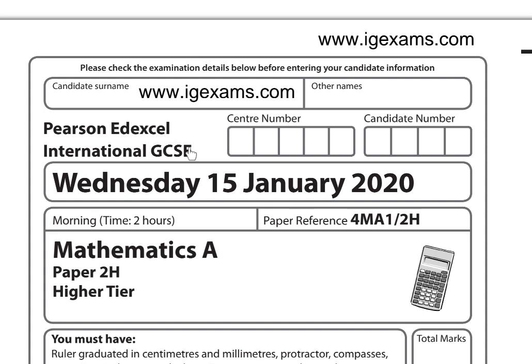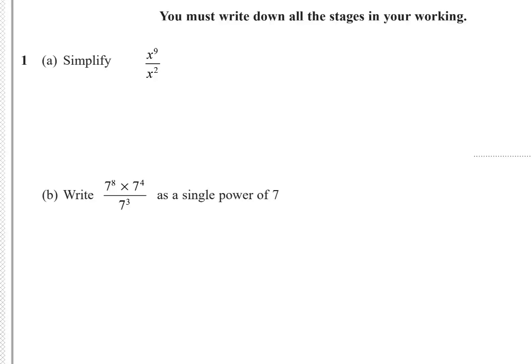In this video I'm going to solve Edexcel IGCSE Mathematics A Paper 2H Jan 2020. Number 1A, simplify x power 9 divide x power 2, subtract the power, so x power 7.